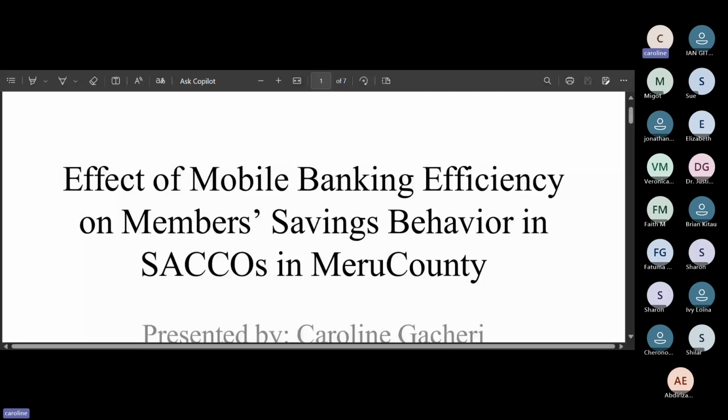I hope it's clear to everyone. Everyone can see what I'm presenting. So my proposal is on the effect of mobile banking efficiency on member savings behavior in SACCOs in Meru County.